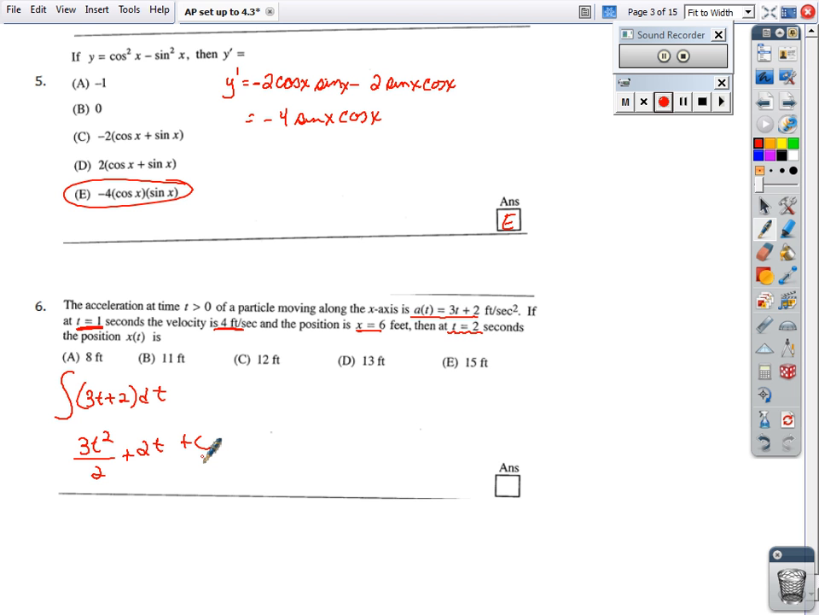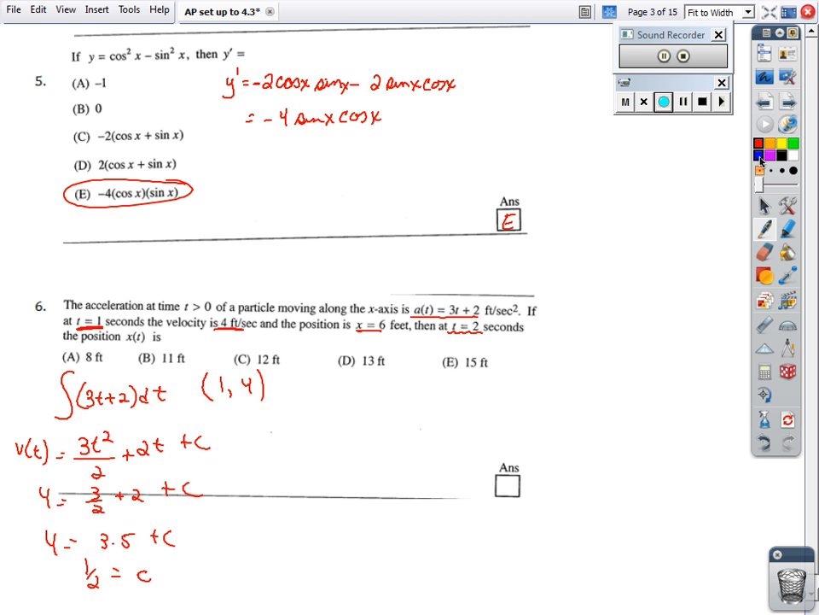Now again, I need to know the actual velocity function, so I need to figure out what c is equal to. Okay, and this is where we're going to use the ordered pair. At time 1, velocity was 4. Okay, so this is going to be 4 equals, we're going to plug a 1 in for t, so that's going to give me 3/2 plus 2 plus c. 4 is equal to 3.5 plus c, so c is equal to 1/2.